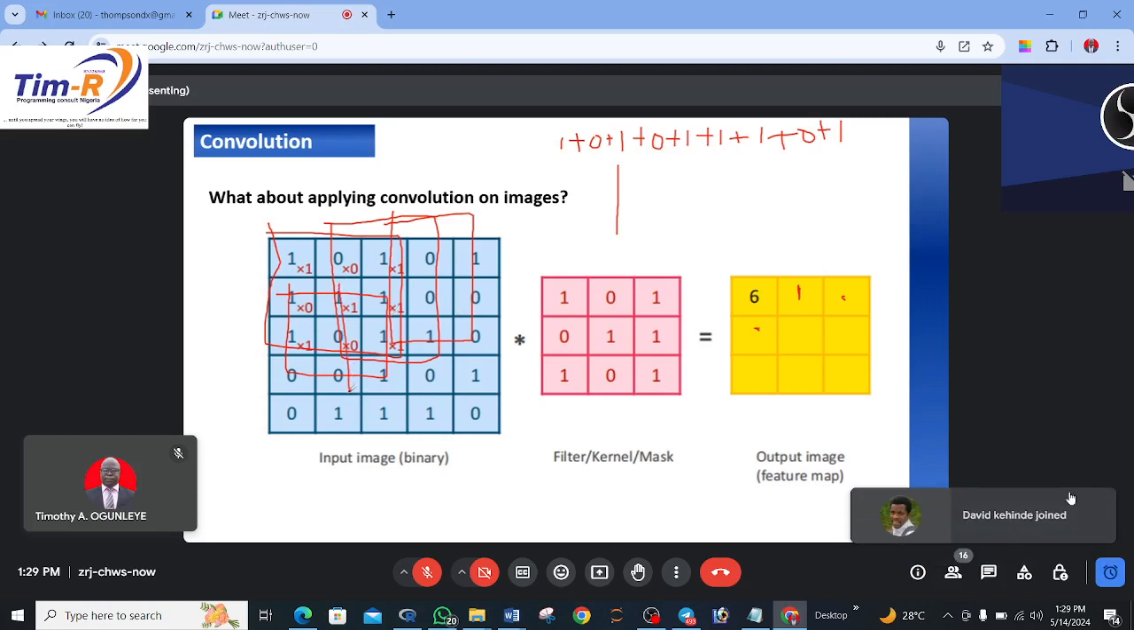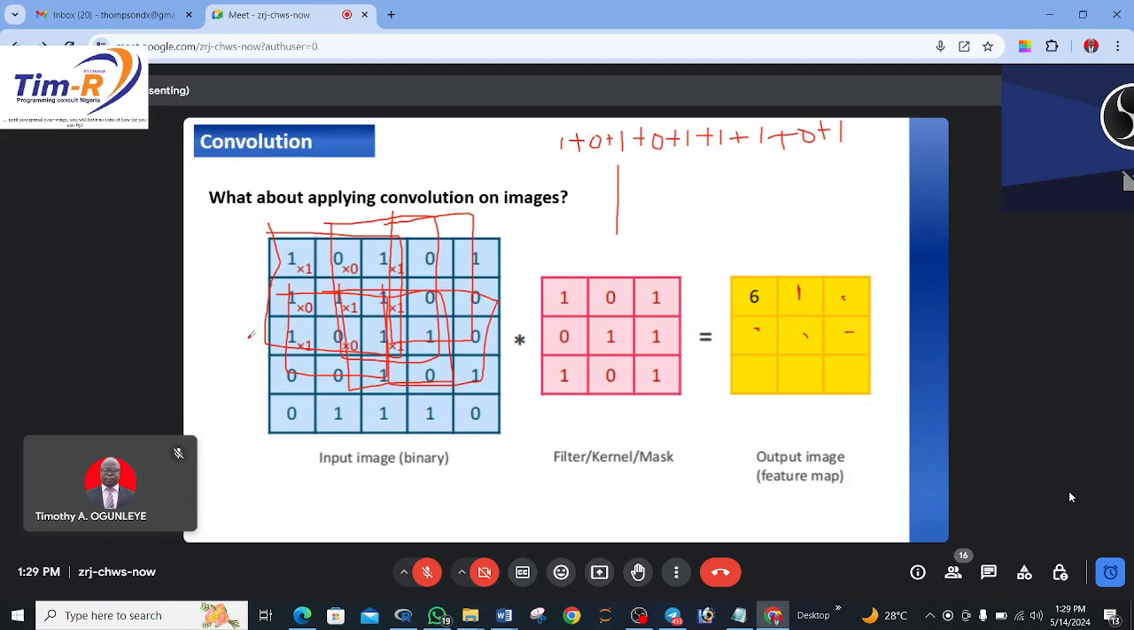Next one is going to be this, up to this point. It's going to give us the output for this. And then the last one, this and this, will give us the output for this. So then the last one is going to be this. You are going to start from here.